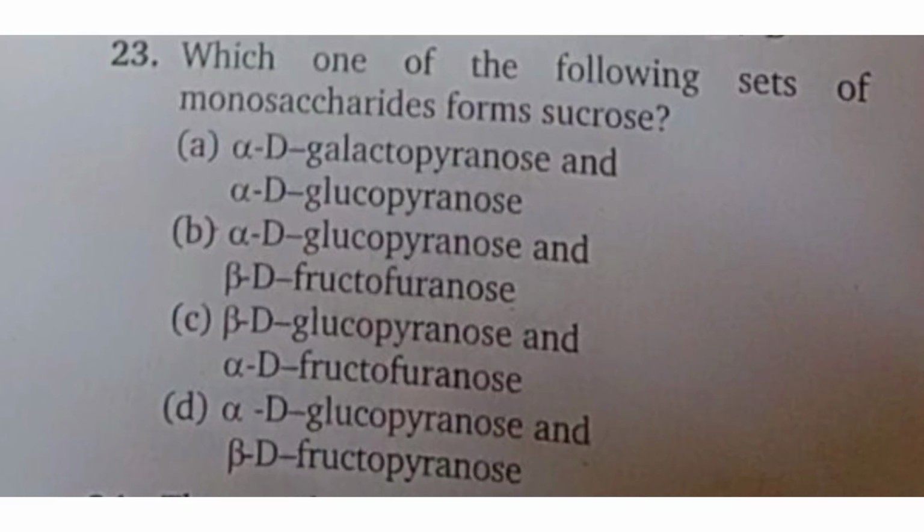So that's for physics. Now let's look at the top 15 questions for chemistry. The first one is, which one of the following sets of monosaccharides forms sucrose? And the right one is option B, alpha D glucopyranose and beta D fructofuranose.